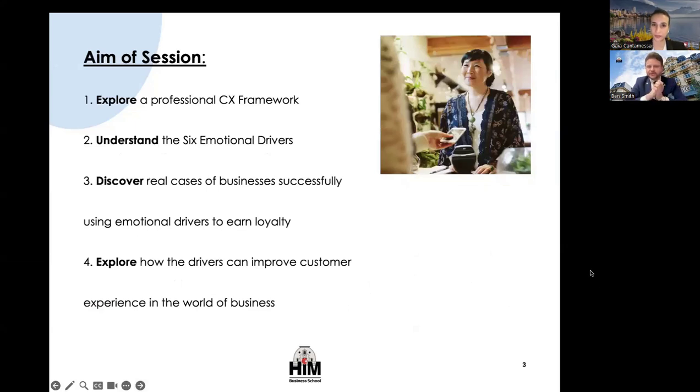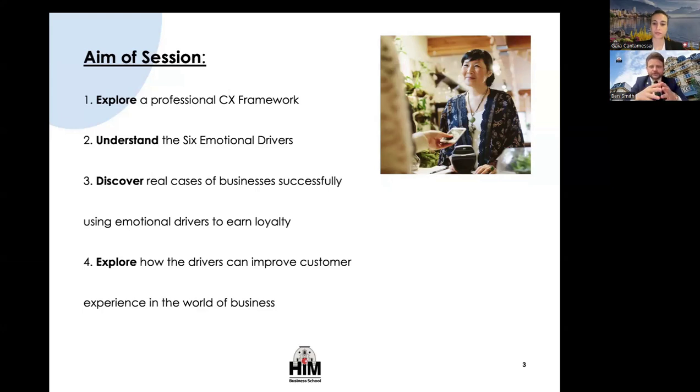During this session, although I only have 45 minutes possibly to cover with you, I'll try and unpack as much of this theory and its key concepts, including some real-world examples from the industry, as possible. So first, we'll start by exploring a professional customer experience framework. There is an organization in the UK that has done a fair bit of research into customer experience theory. And we'll start by taking a look at that framework.